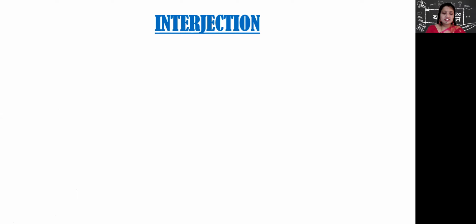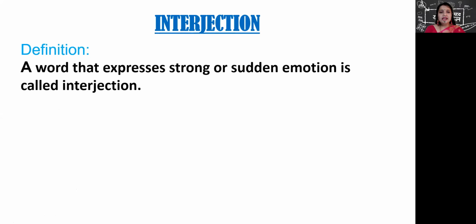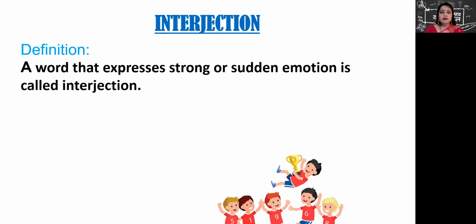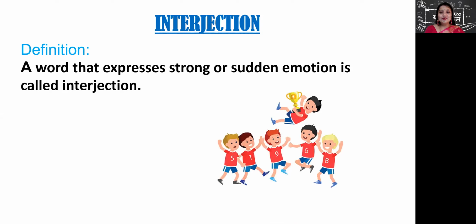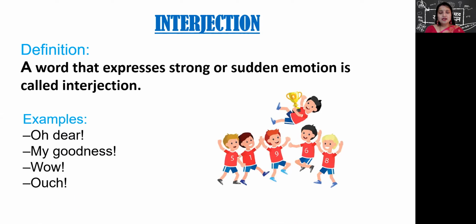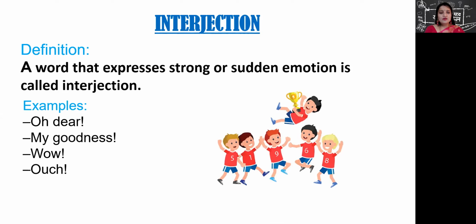And last one is interjection. A word that expresses strong or sudden emotion is called an interjection. Understand, my dear students? Here are some examples of interjection: oh dear, oh goodness, oh, oh. Here is the sentence: Hurrah, our team has won the match. This is a cup. Here, hurrah is an interjection. Understand, my dear students?